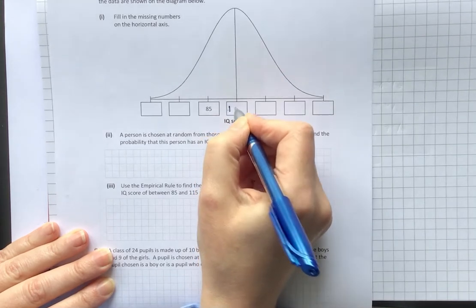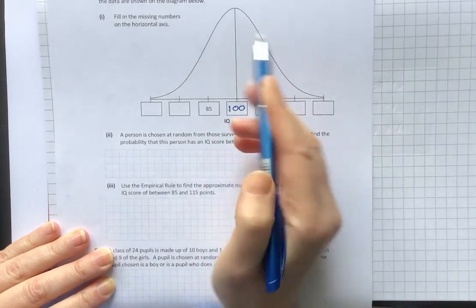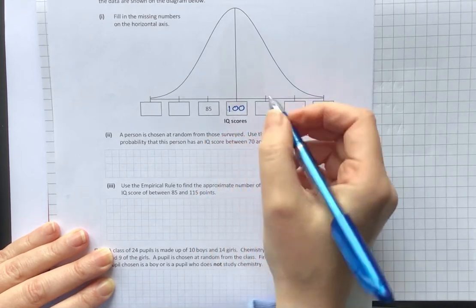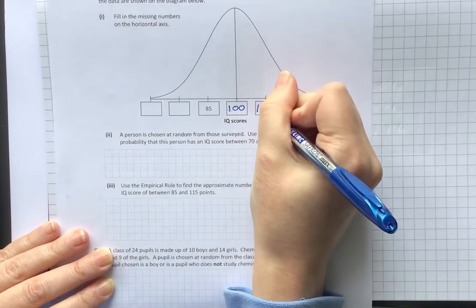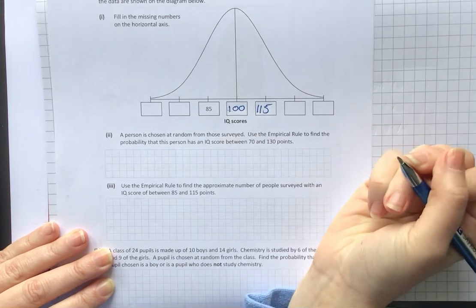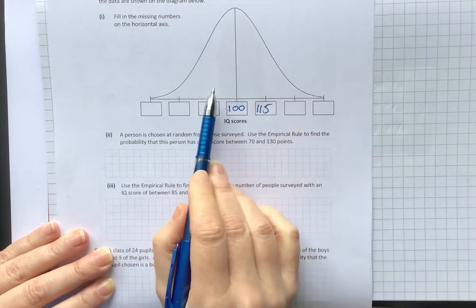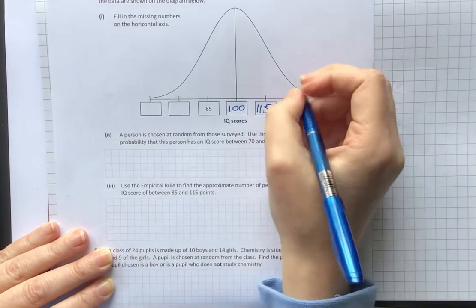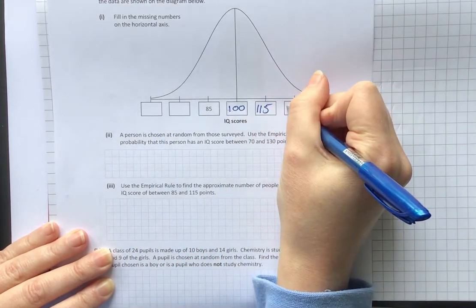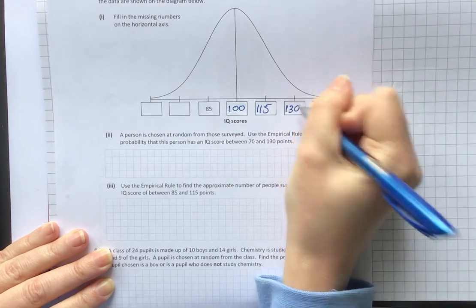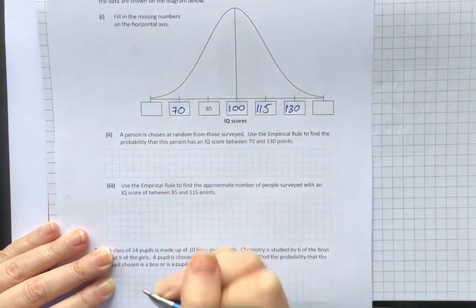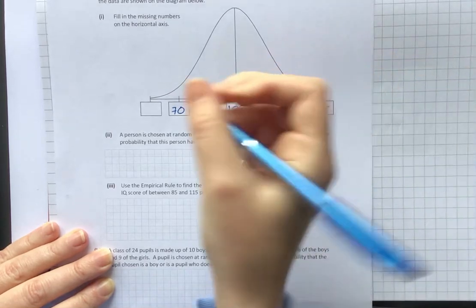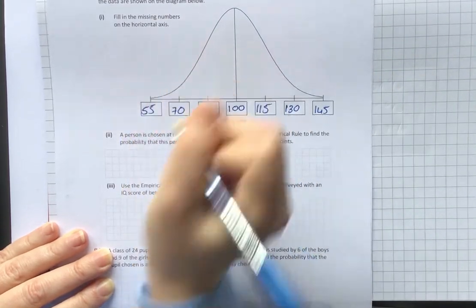So we can see that the mean is 100, and the standard deviation is 15. So it's going to be 100 minus 15, which is 85, which is already done for you, and plus 15, which is 115. So that represents the 68%. Then it's going to be plus or minus 2 standard deviations of the mean, so it's going to be another 15 added on. So it's going to be 130, and it's going to be 70. And then for 3 standard deviations, it's going to be 145, and it's going to be 55.